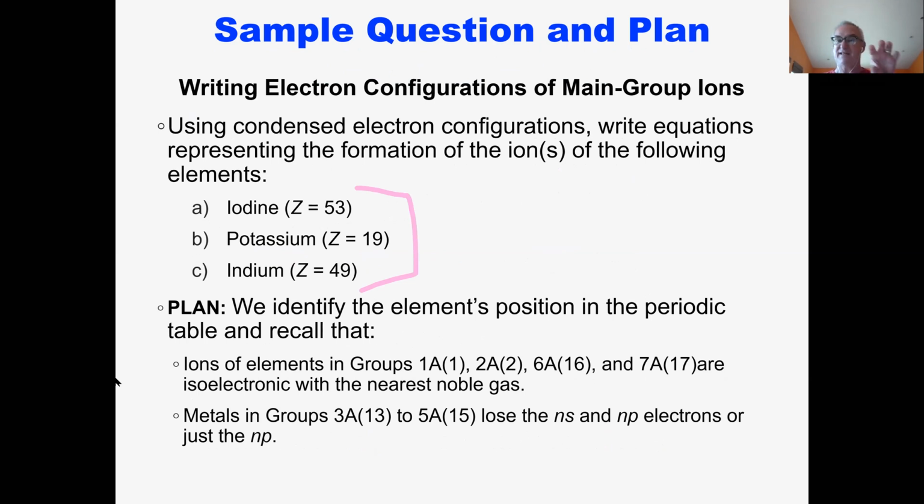So we write a condensed electron configuration. And remember, the condensed electron configuration means the nearest noble gas, plus whatever electrons it takes to get to this particular element. And then we figure out how they're going to achieve stability. What electrons are they going to lose, or what electrons are they going to gain. So let's look at iodine first.